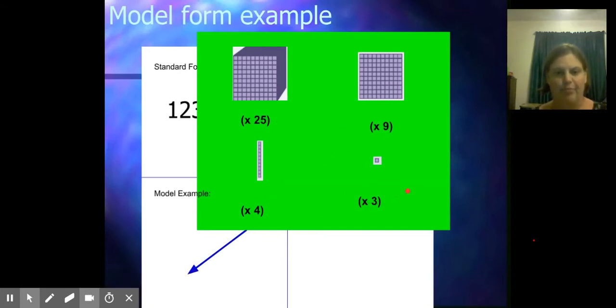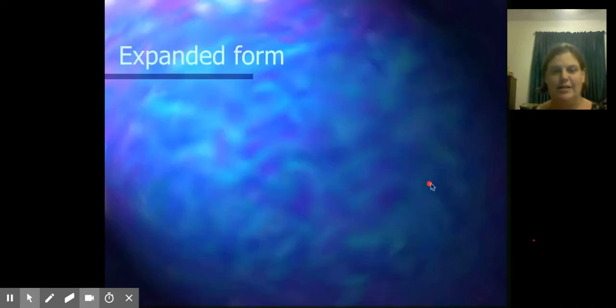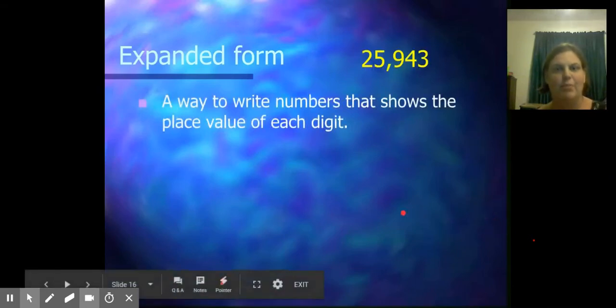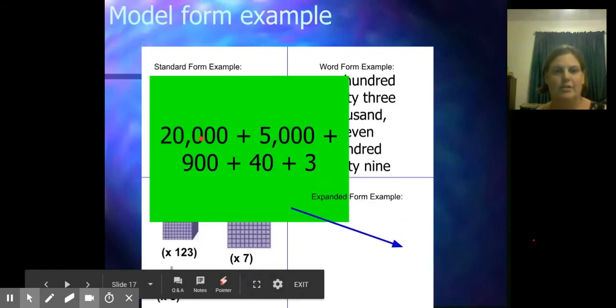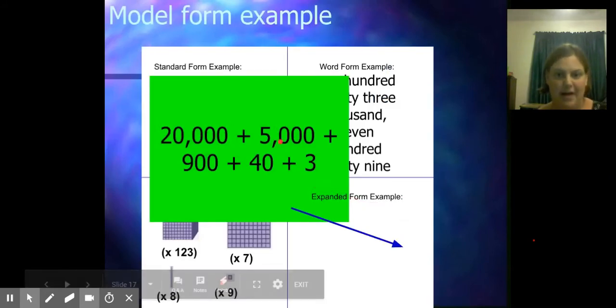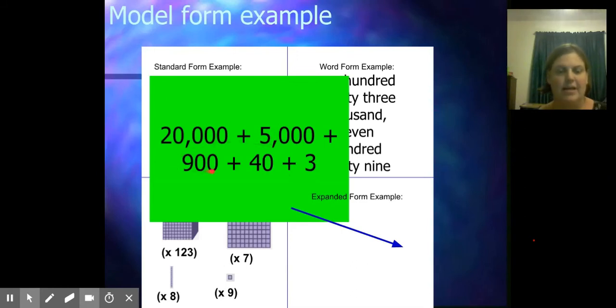Last but not least is my favorite, expanded form. So I think about what 25,000 looks like. That is 20,000 and 5,000. Yes, I said the word "and" for the word plus, because that's what I put in between there as a plus. So I have 20,000 plus 5,000 plus 943. And if I stuck this all into a calculator, I should get that same answer, the answer reflective of the standard form.